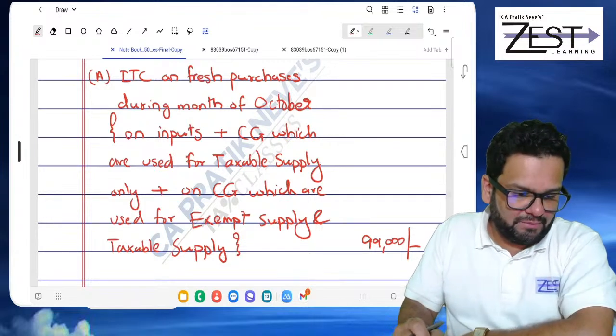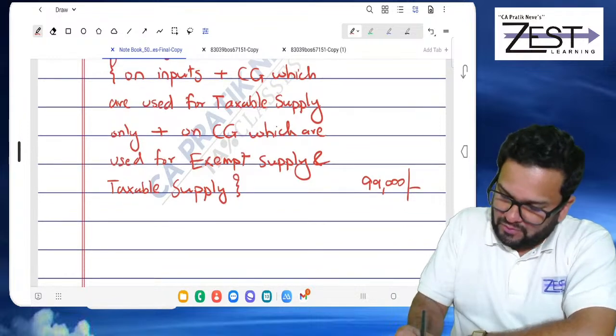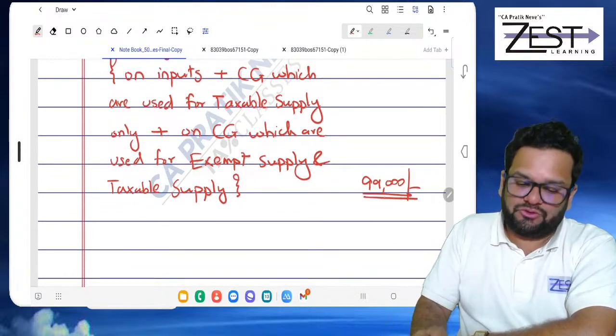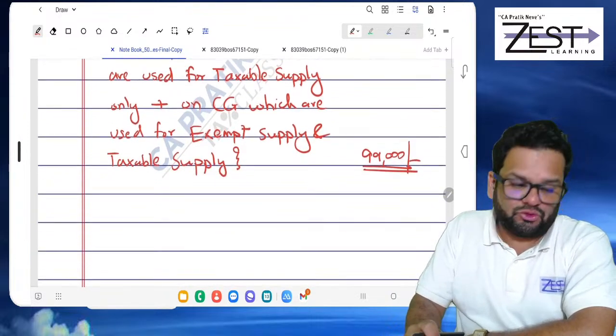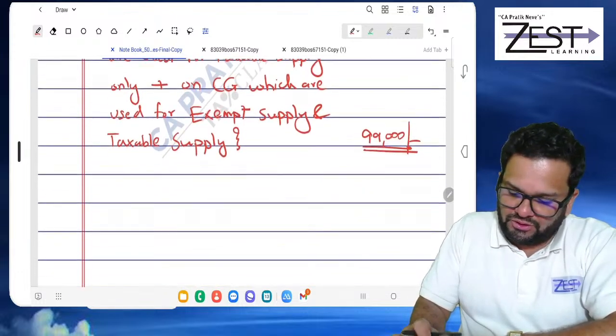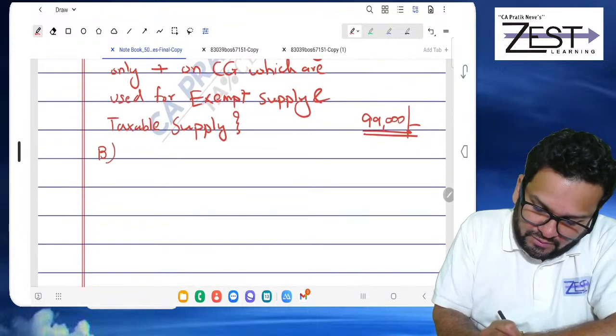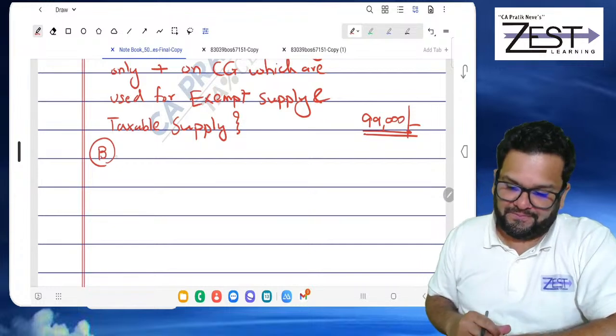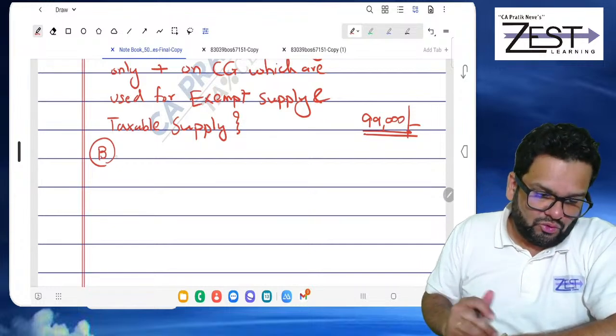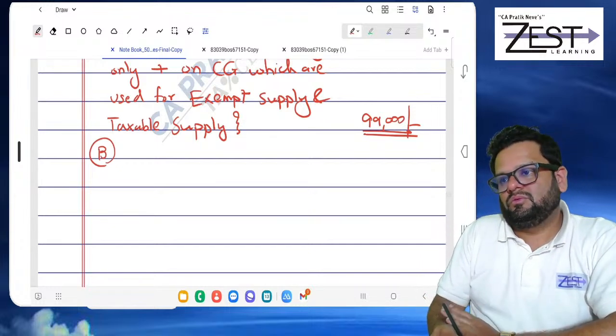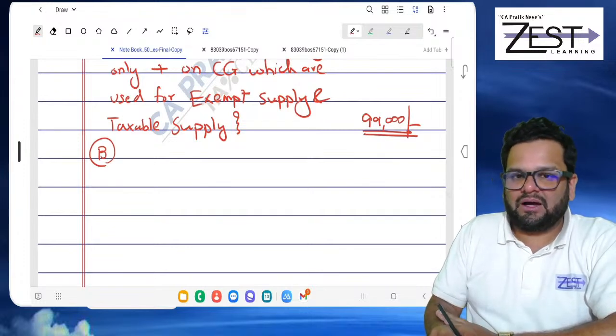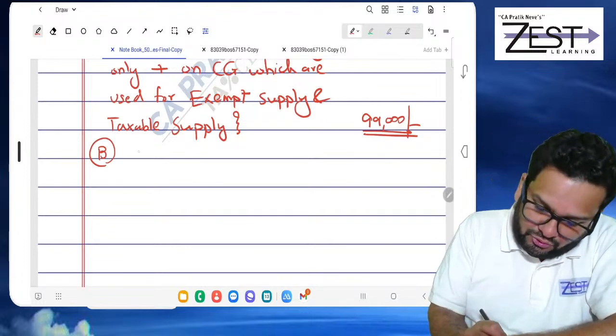Tell me, any problem for this figure of 99,000? Sir, no problem. For 99,000 there is no problem. B point, you have to now disallow some part of 99,000.